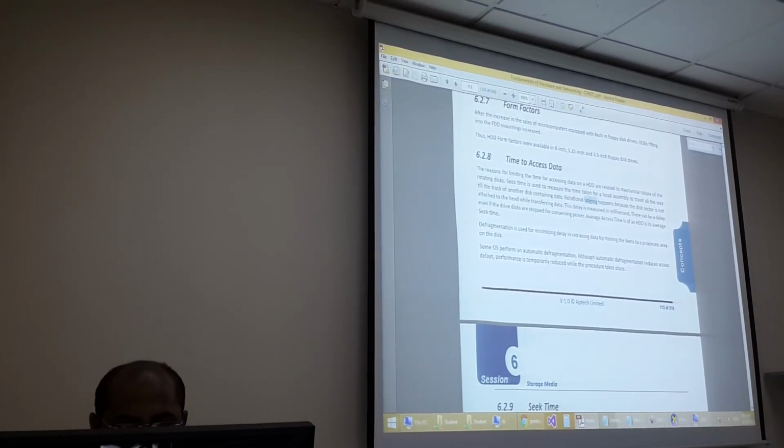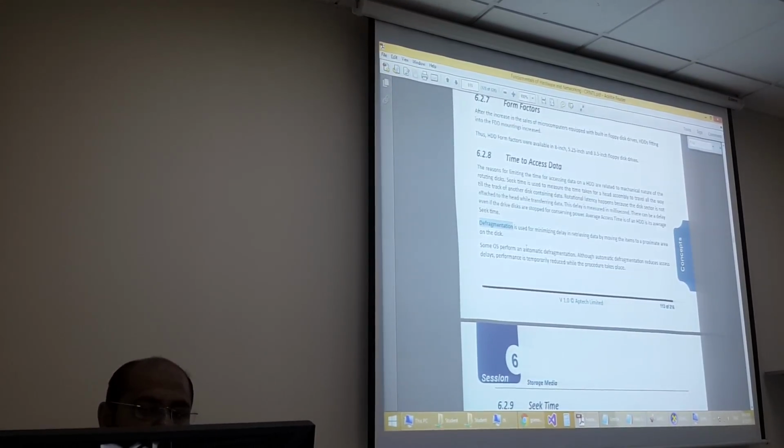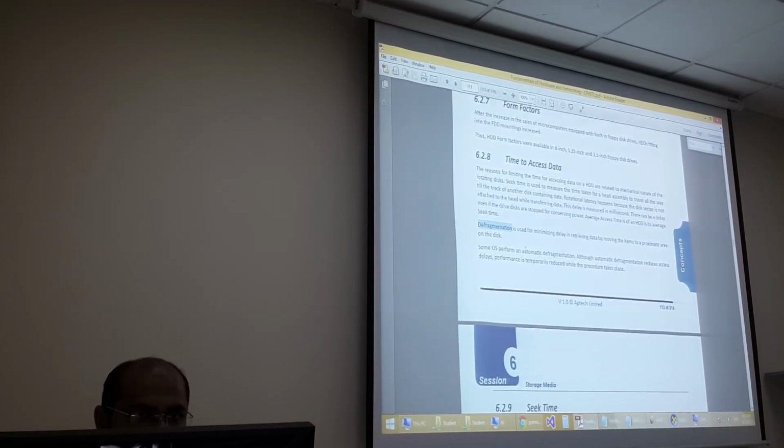Rotational latency. Latency means a delay. Defragmentation. You know what a fragment is, right? Fragment means pieces, like distinct pieces.